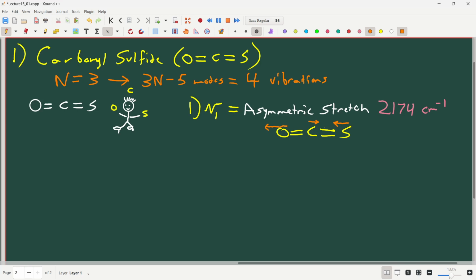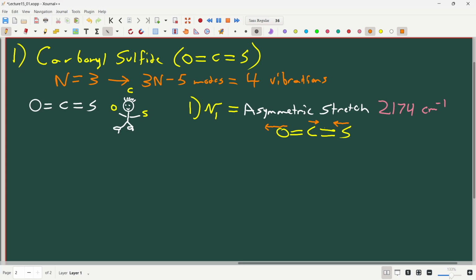As we'll see, this is very similar to most C double bond O stretches, carbonyl stretches. The next molecule we'll look at has a carbonyl, and you'll see that the primary stretching of the CO bond tends to fall in this 2000 wave number range. That's just a characteristic frequency for these kinds of bonds. And of course, the next question we have to ask is that, okay, so there's some energy level difference of 2100 wave numbers roughly between these two levels.